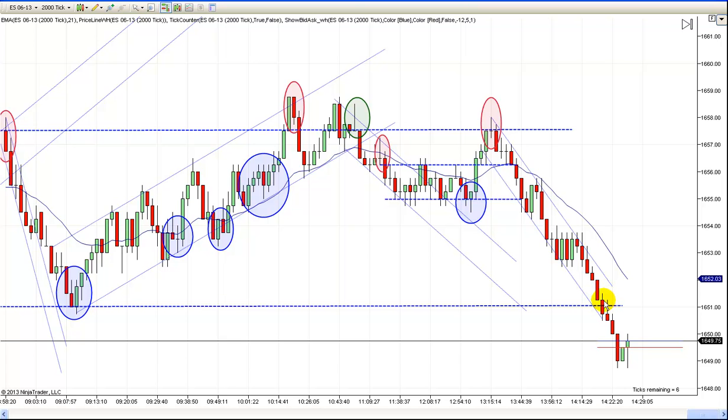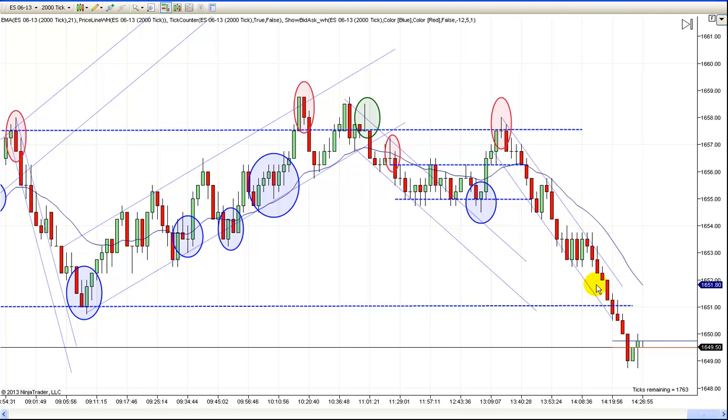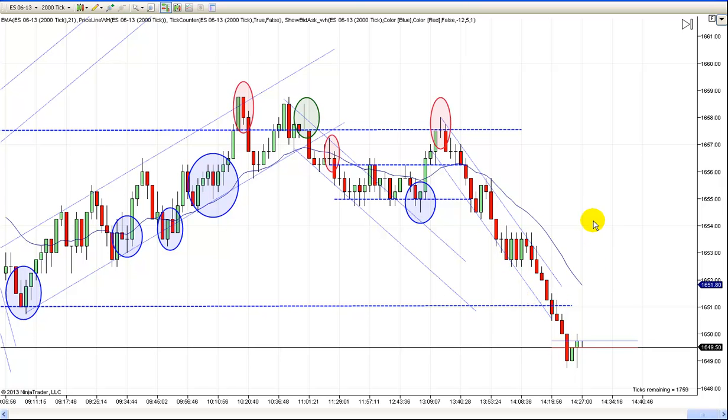And again, I would have probably exited right here. Sometimes you might just watch it, and if it goes right on through like that, you might want to hang on. But generally, when I get in up here and I get a chance to ride that all the way down to here and make 7 or 8 points, I'm exiting. I'm not going to get greedy because the odds are it's going to bounce there.